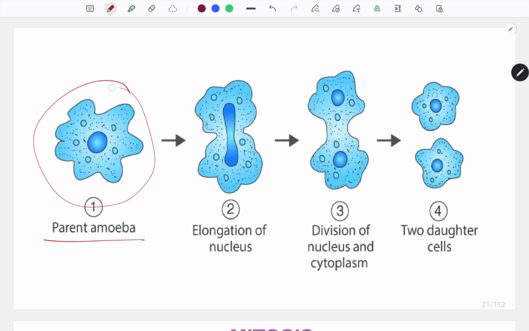This is the parental cell, and if it is the time of binary fission, suddenly elongation of this nucleus will happen, and after elongation, these two nuclei will be separated. See, either side it got separated, then division of the nucleus, then division of the cytoplasm will happen. So hence it forms two daughter cells. What is the result of this division? It will form two daughter cells. This is how binary fission will happen.